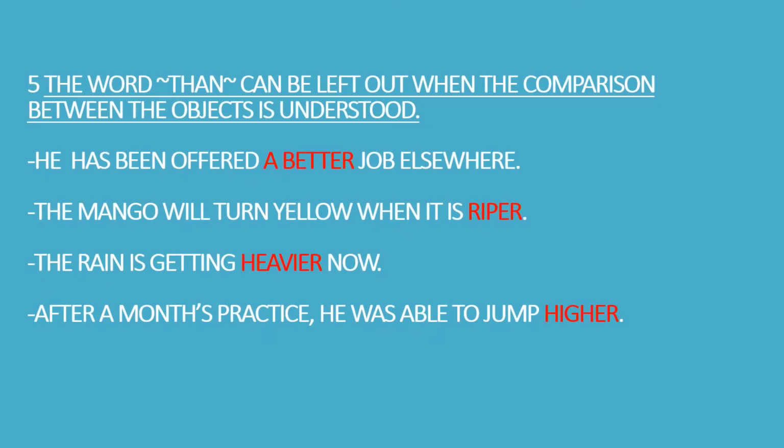More about the comparison. The word than can be left out when the comparison between the objects is understood. We know which objects we are comparing. He has been offered a better job elsewhere. It should be a better job than his job now. The mango will turn yellow when it is riper. Okay, but they omitted than. The rain is getting heavier now. It means now is heavier than yesterday, but they don't make it very complete because both things that we compare, we both understood already. After a month's practice, he was able to jump higher.